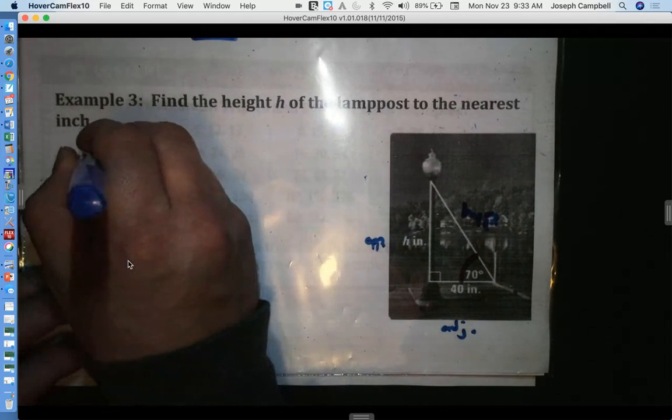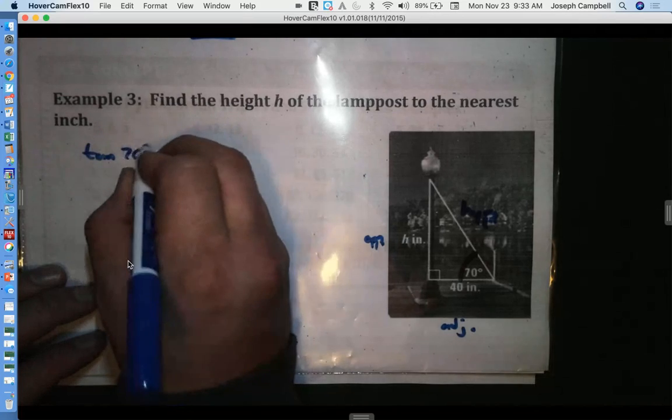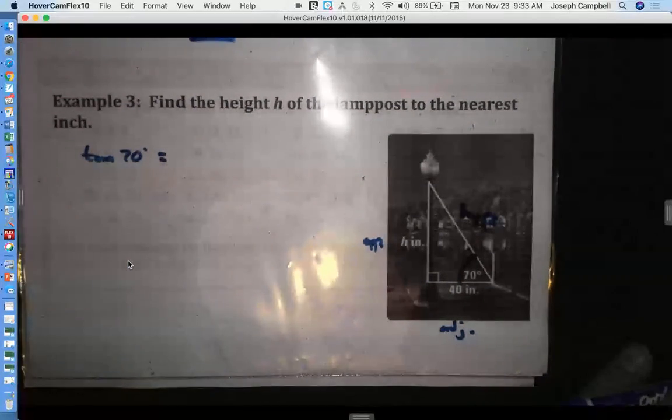So let's set it up. Tangent of my angle, 70 degrees, is equal to a ratio.